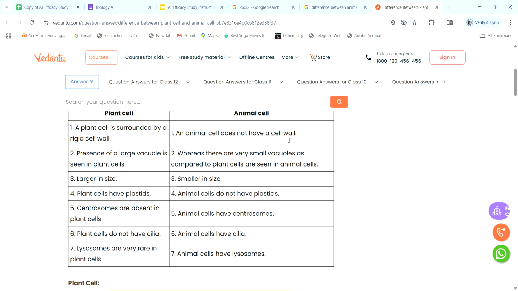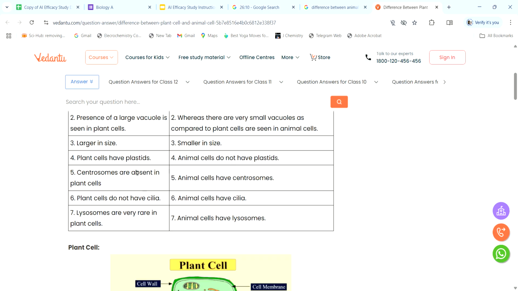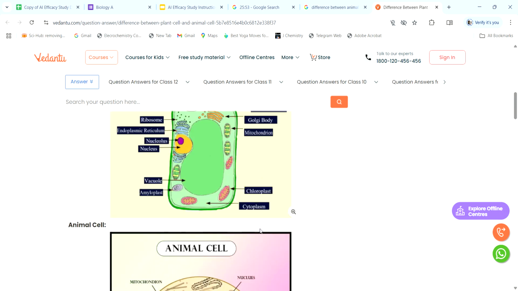Presence of a large vacuole is seen in the plant cell, whereas very small vacuoles as compared to the plant cell are seen in animal cells. Plant cells are larger in size, whereas animal cells are smaller in size. Plant cells have plastids, and animal cells do not have plastids. Centrosomes are absent in plant cells. Animal cells have centrosomes. Plant cells do not have cilia. Animal cells have cilia. Lysosomes are very rare in plant cells. Animal cells have lysosomes. So this is the plant cell, and this is the animal cell. Okay.